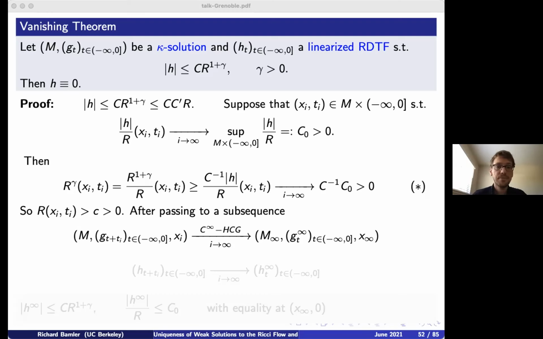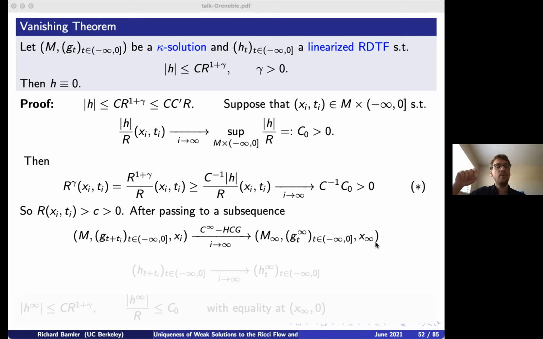All right, and so what we can do now is pass to a subsequence. Now we can take a geometric limit. So what I'm going to do is look at the Ricci flow time shifted by ti. I'm not going to rescale it, I don't need to. Based at the points xi, and after passing to a subsequence, these Ricci flows will converge to some limiting ancient Ricci flow.